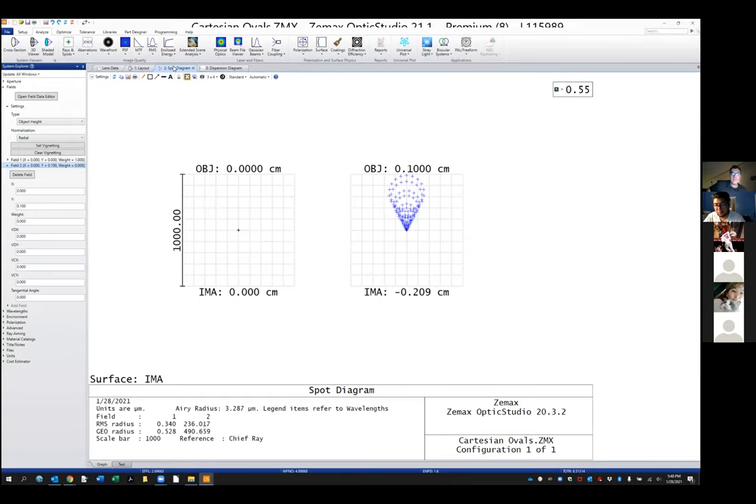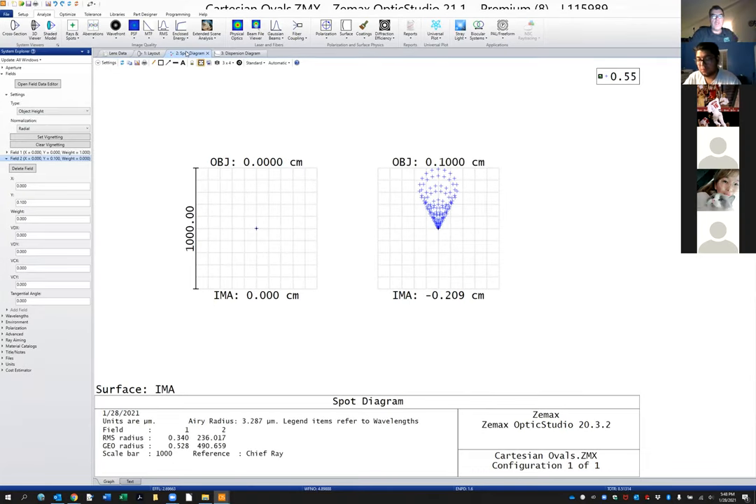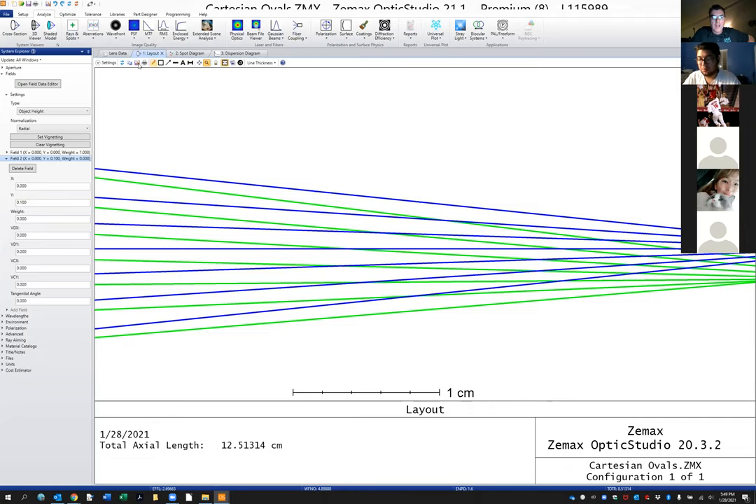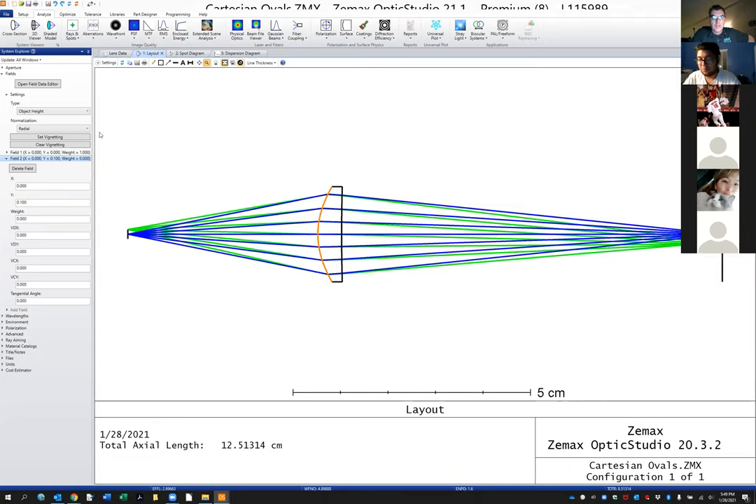Well, there is, but that figure of merit depends on whether we're dealing with paraxial rays, which if you look at this layout here, these two points are very close. One of them's on axis and the other one is close to the axis. Or whether we're dealing with non-paraxial rays.